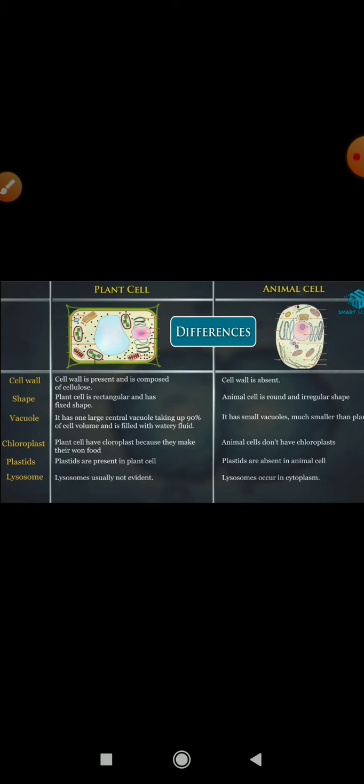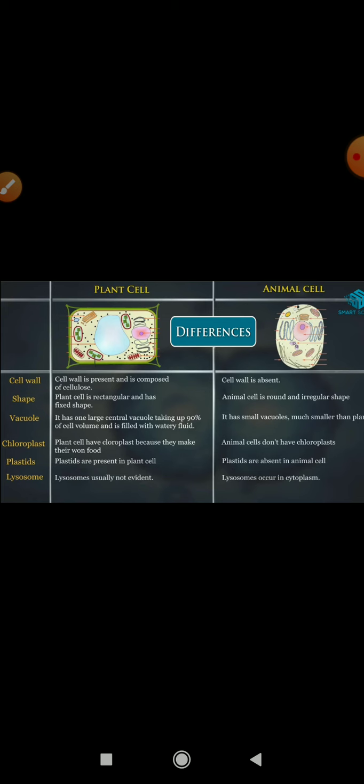And the fourth one, chloroplast. Plant cell has chloroplast because they make their own food; obviously chloroplast is present in plants, and that's the reason they make food in the process of photosynthesis. In animal cell the chloroplast is absent because animals are heterotrophic and plants are autotrophic. Heterotrophic means they depend on other organisms, like plants, for food. And the next one, plastids. Plastids are present in plant cell and absent in animal cell because plastids are present in chloroplast. That's the reason they occur in plant cell and are absent in animal cell.